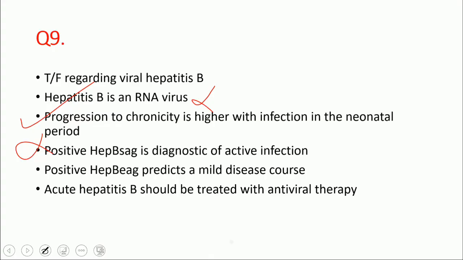Positive hepatitis B E antigen predicts a mild disease course, that is wrong. It is a more aggressive disease course if it is positive and the patient is more infective. Right.